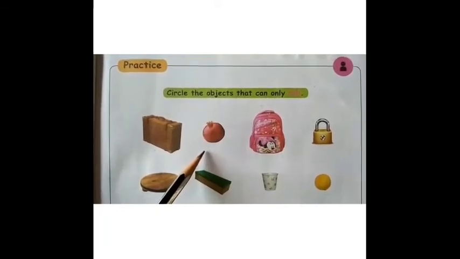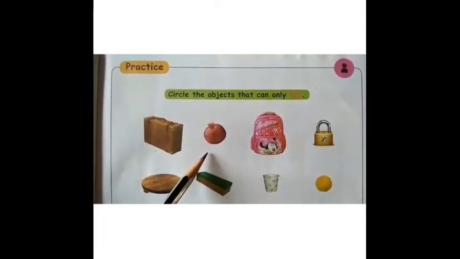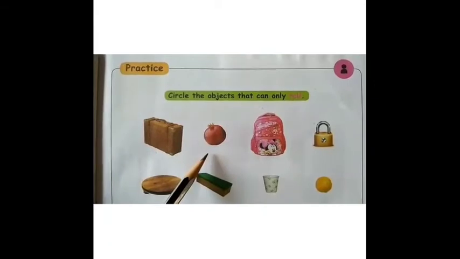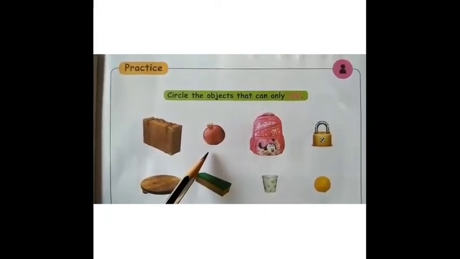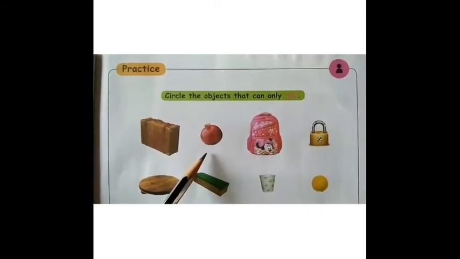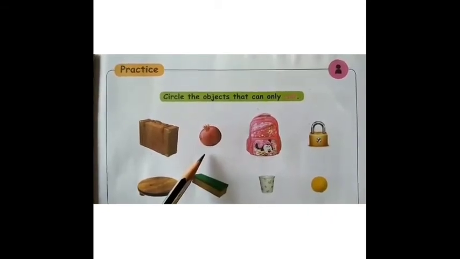Let us see the second one. Children, the second picture is what? The second picture is a pomegranate. It is a round object. Can it roll or slide? It can only roll. So, circle the pomegranate object.